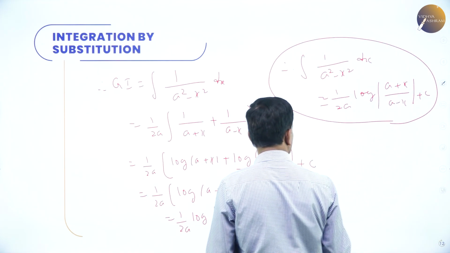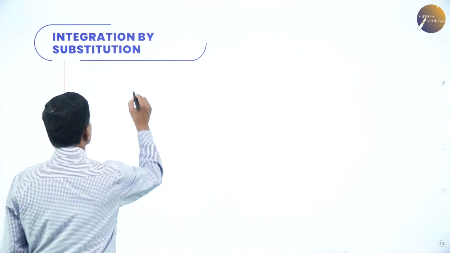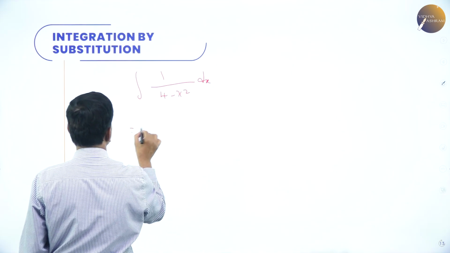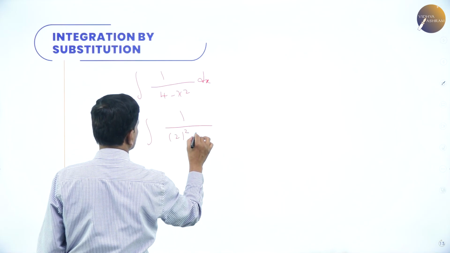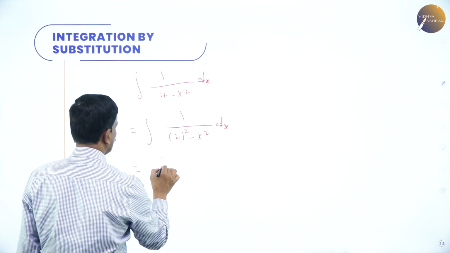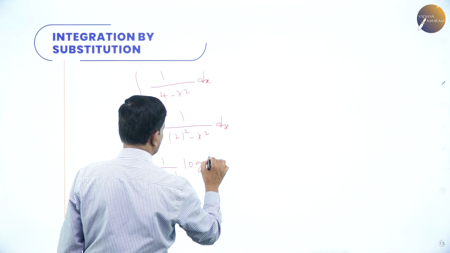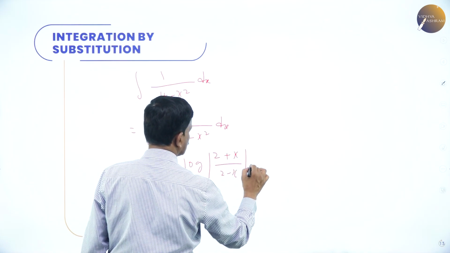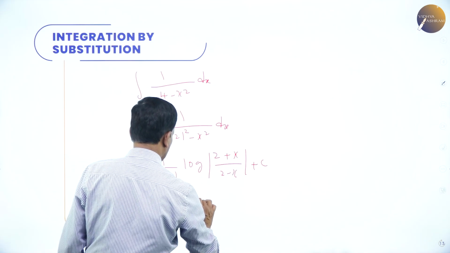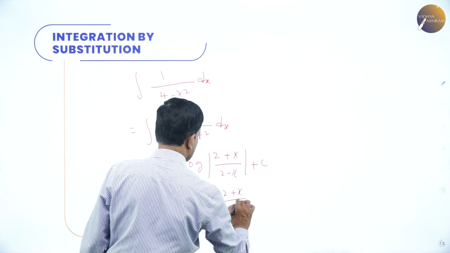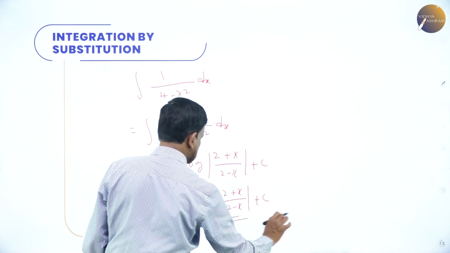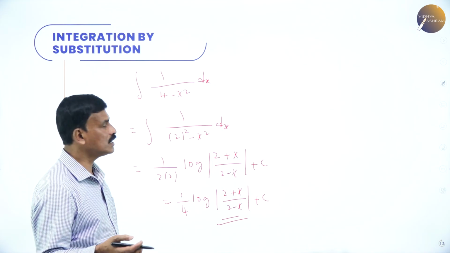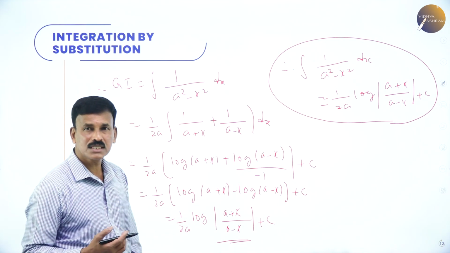Now, suppose in the examination they ask one more example. For example, evaluate the integral of 1 over 4 minus x square dx. This is of the form 1 over 2 square minus x square dx. So 1 over 2a into log, what is the formula? A plus x, which is 2 plus x, divided by 2 minus x plus c. Or this is equal to 1 over 4 times log of 2 plus x divided by 2 minus x plus c, the integrated answer. Very important, you may expect this for 5 marks, right? Now, similarly, there is one more problem, 1 over x square minus a square.